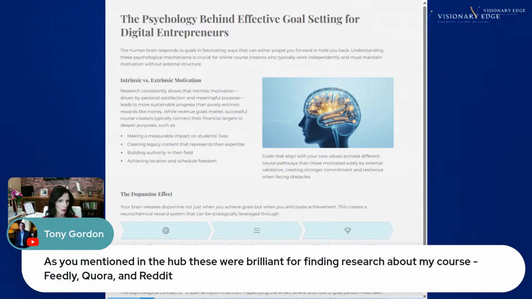And Tony says, as you mentioned in the hub, these were brilliant for finding research about my course: Feedly, Quora, Reddit. Yes. For those of you that aren't familiar with the Skool platform, Skool is really gamified online learning, which is beautiful. So the more our members engage in the communities by providing feedback, creating posts, doing work, those types of things, you are assigned points essentially. And those points then can be converted for different prizes and unlocks. The more you level up, the more you unlock.